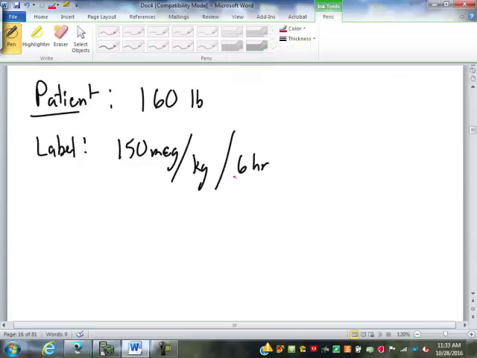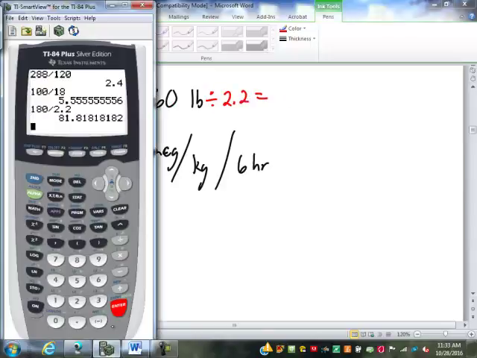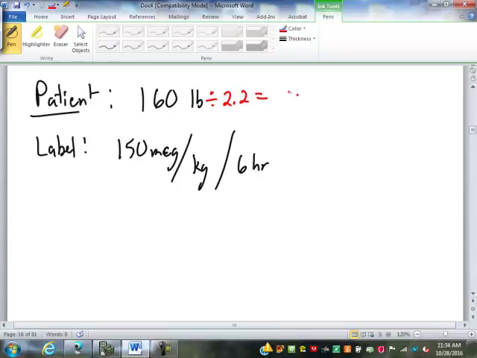Now again, I have to start out by changing my pounds into kilograms. So 160 divided by 2.2 is 72.73 kilograms. Now in some applications on your dosage calculation test in the program, they will actually have you round to just the nearest kilogram. Some they'll actually have you round to the nearest 10 kilograms or 5 kilograms for different things.